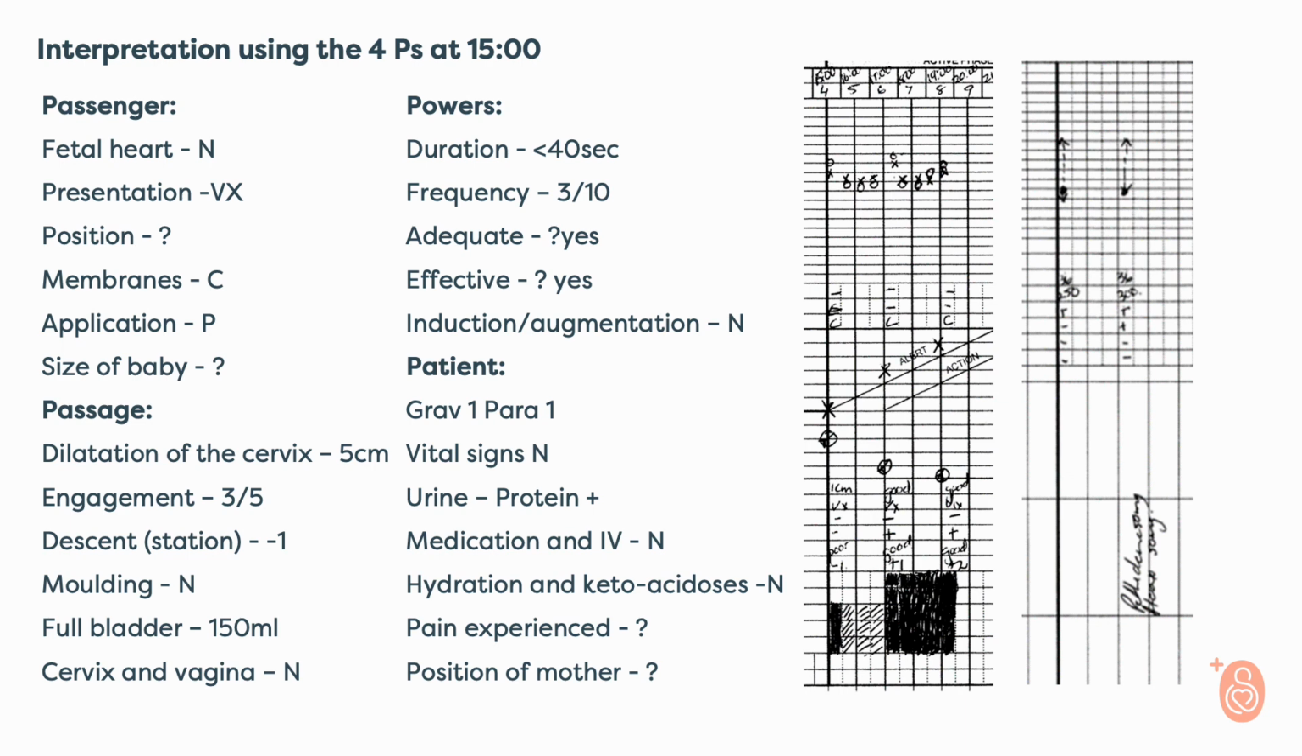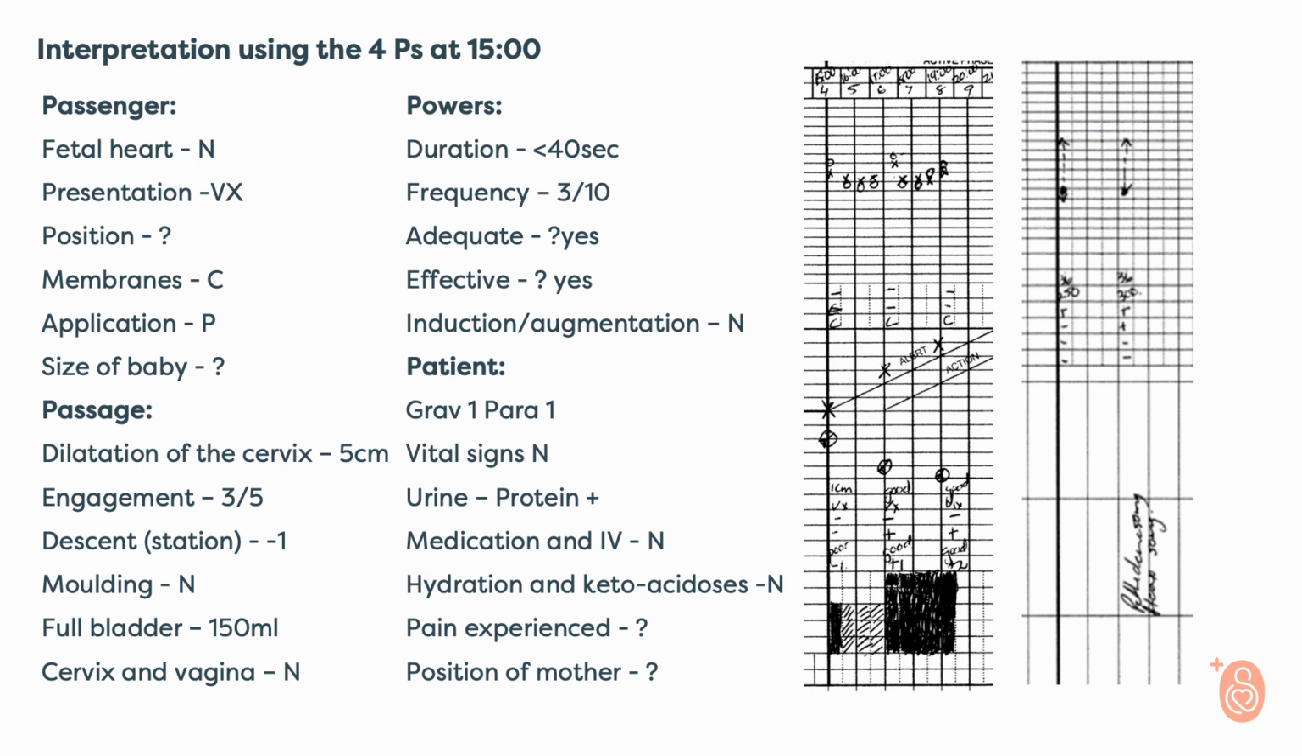So now we look at the presentation. We see it's a vertex. For the position, there's a query here. Maybe they couldn't determine the position correctly, but it looks on this little vertex skull as if it's still an occipito-posterior position. So we just need to note that with the occipito-posterior position, the application is still poor. So as far as that, there was not really any progress.